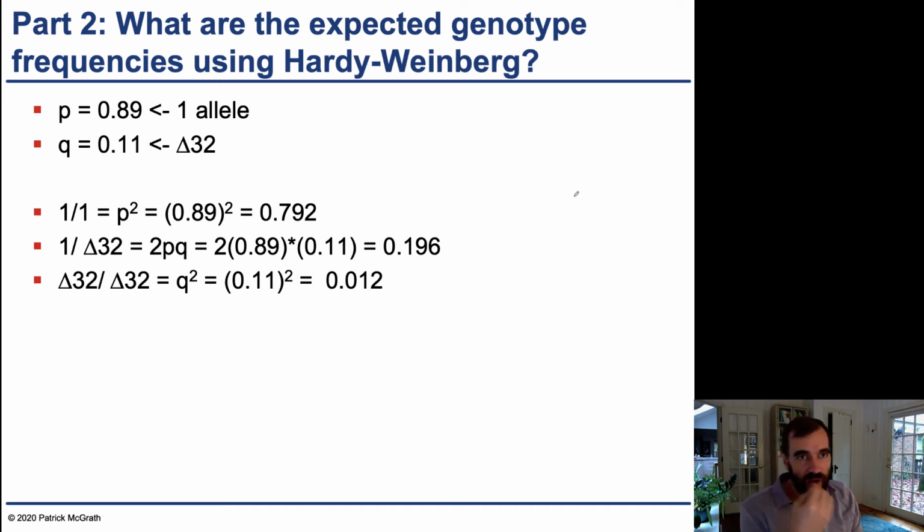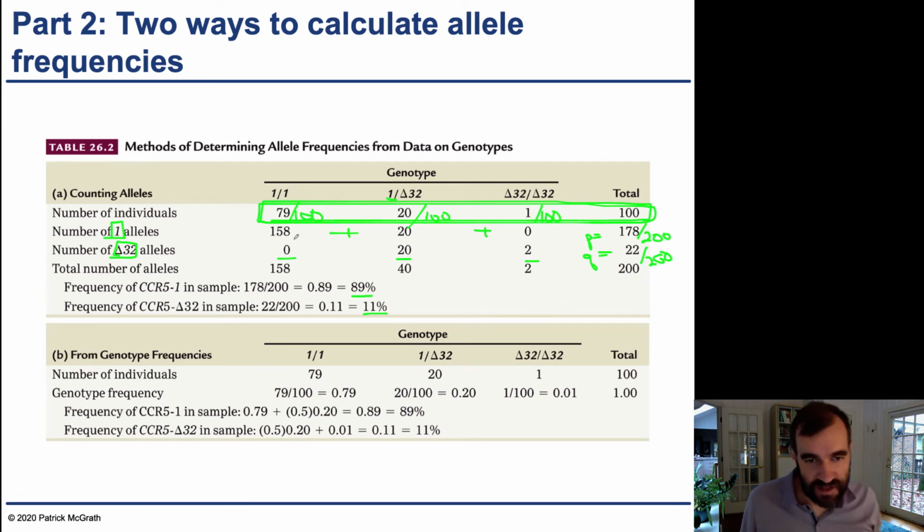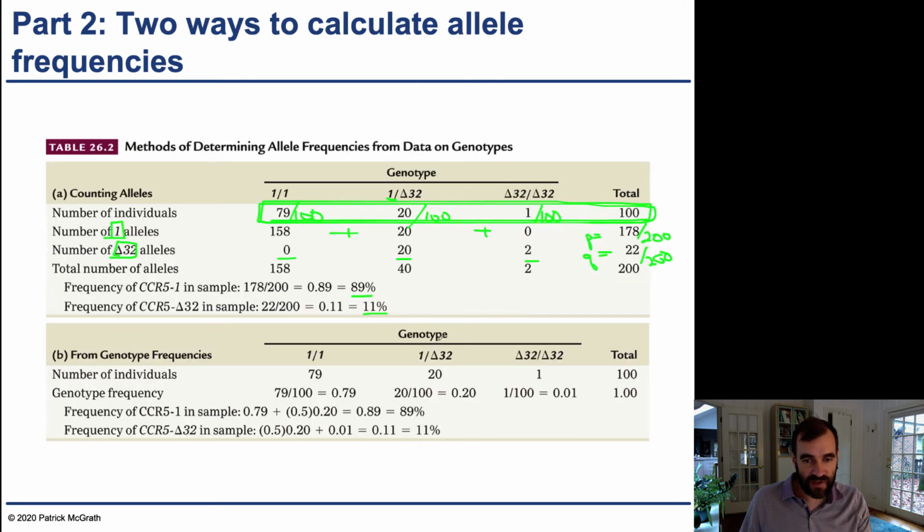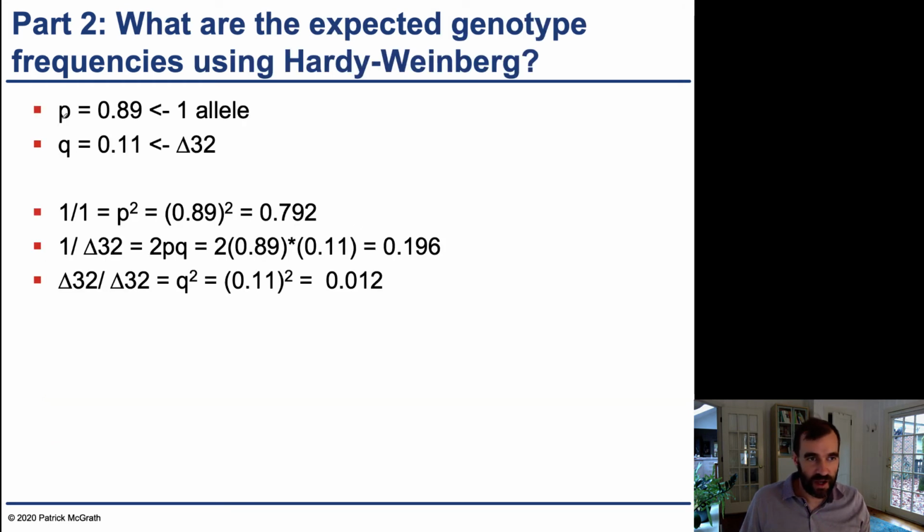So what are the expected genotype frequencies if we used Hardy-Weinberg? Just as a reminder, this data that we just calculated was using actual data. So we never used Hardy-Weinberg to calculate either the genotype frequencies or the allele frequencies. But now we can ask the question, what are the expected genotype frequencies if we use Hardy-Weinberg equilibrium? And so we're going to rely on this allele frequency data, 89% and 11%, as our P's and our Q's. And so we're going to calculate the expected genotype frequency by just using P squared, 2PQ, and Q squared.